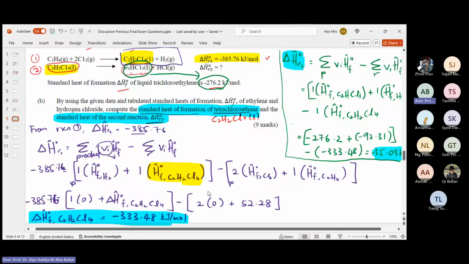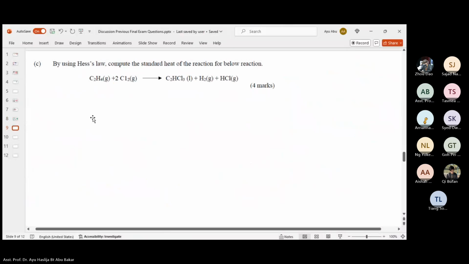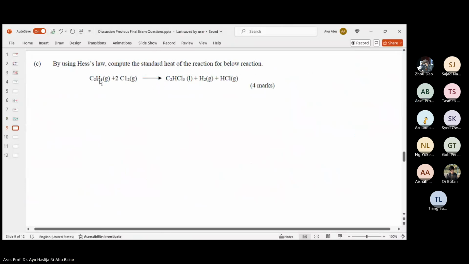Now take note on HR1, heat of reaction 1, and heat of reaction 2, because that one will be used for the next question, which is question C. Question C: by using Hess law, compute the standard heat of the reaction for the below reaction.